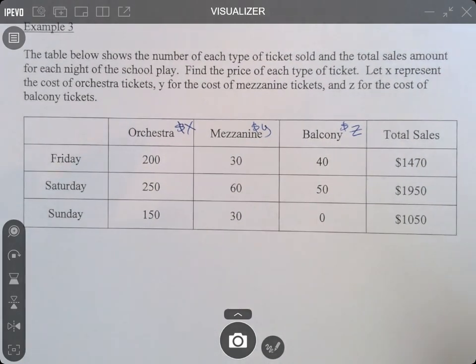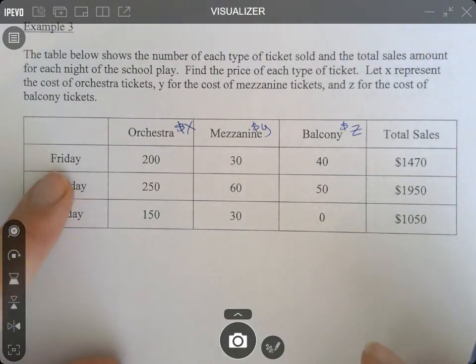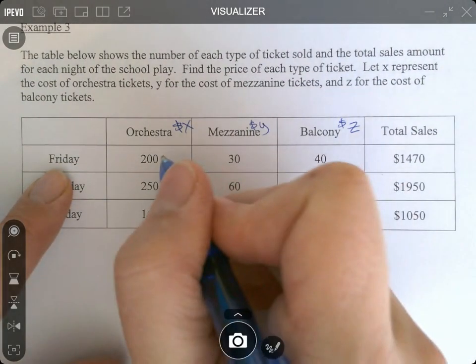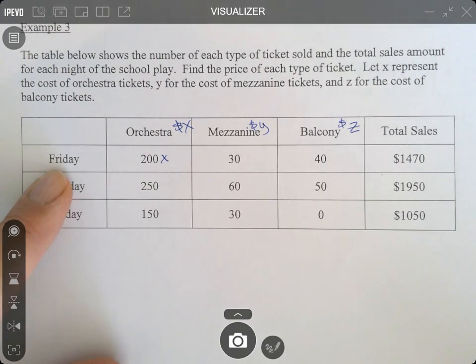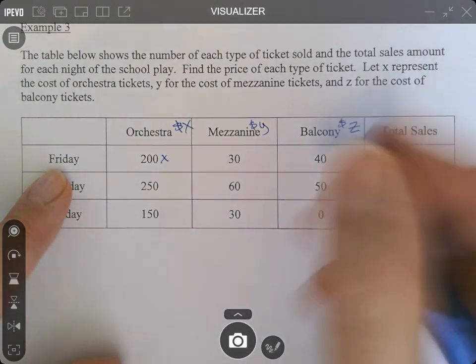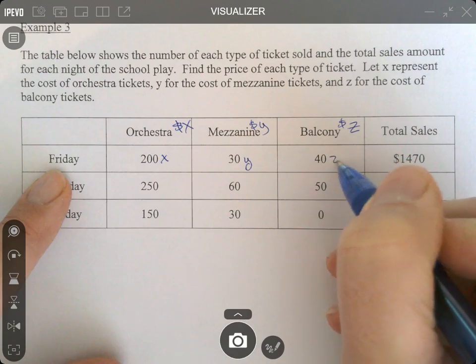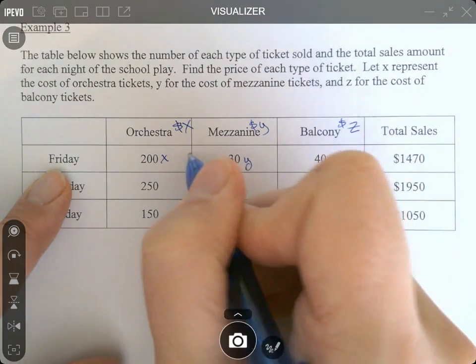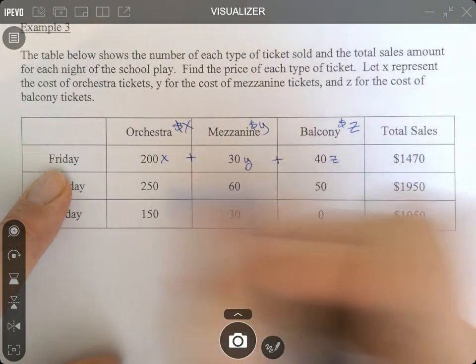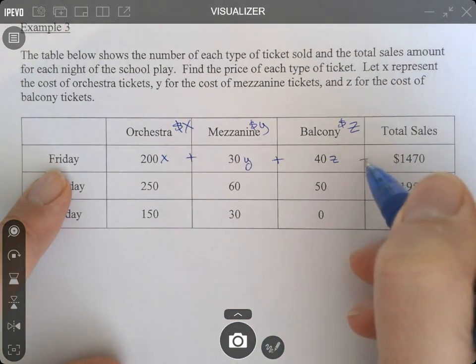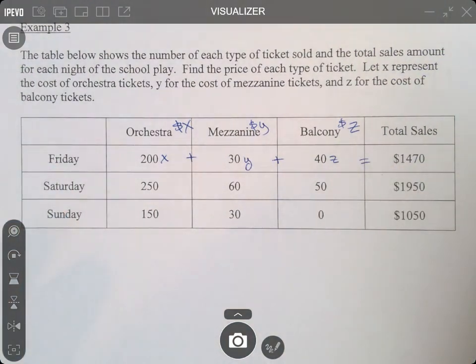So in here, we actually have our equations. If you can think about it, to add up all the money from Friday, it's 200 tickets times the cost. So if each ticket costs $20, there's how much total money they raised just on Friday in orchestra tickets. And then it'd be plus 30 times Y, plus 40 times Z. So if I would add up the money from each type of ticket, I would get the total money. So those are our equations.